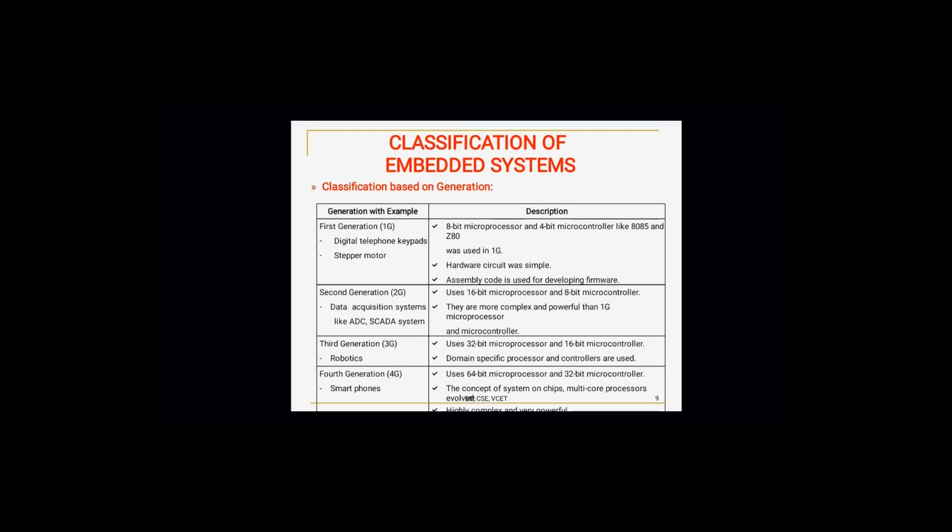That's why it is categorized under 4th generation. Okay, 1G, 2G, 3G, 4G, don't mention it. That is just for your understanding purpose. There is no standard keyword. You have to specifically write first generation, second generation, third generation, and 4th generation.